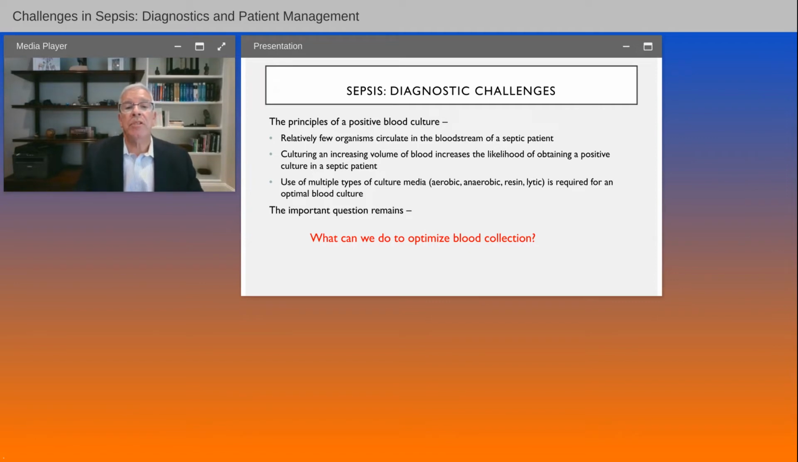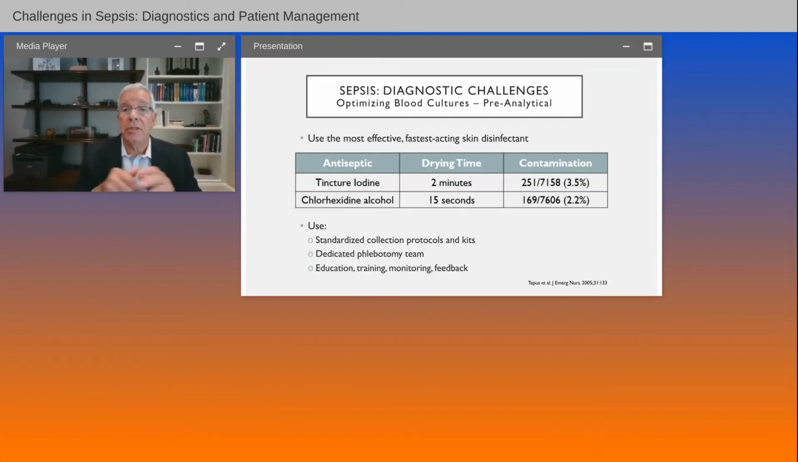So an important question remains, what can we do to optimize blood collection? In other words, most of what I've talked about is the pre-analytical stuff, collecting the right volume of blood, putting in the right blood culture media in order to optimize the efforts that occur in the laboratory. But how can we improve this? Well, one of the issues is the decreased contamination of blood cultures. And that starts with the disinfectant that's used.